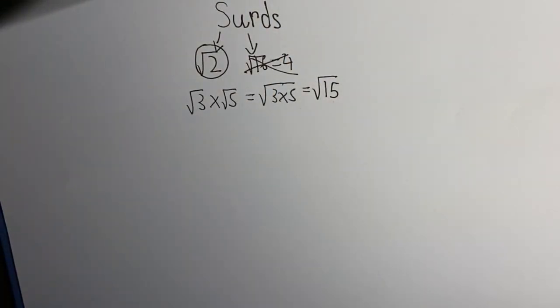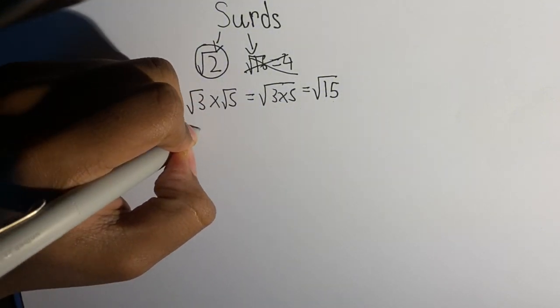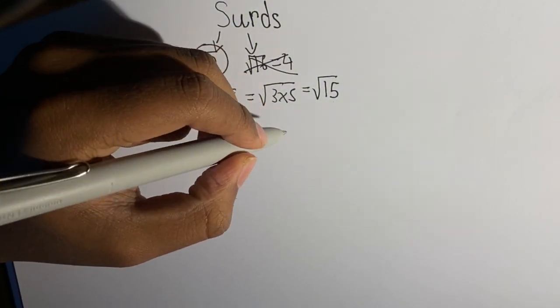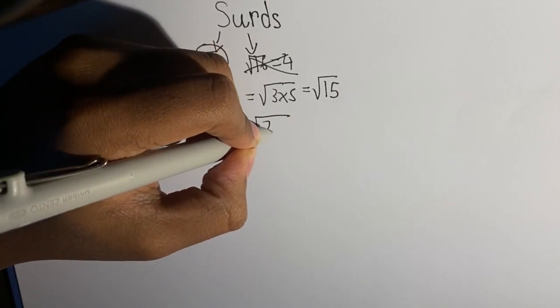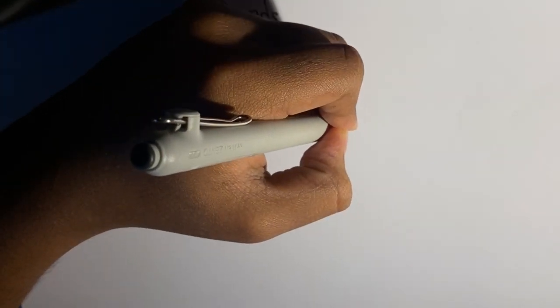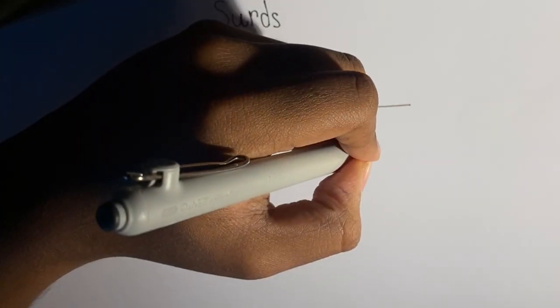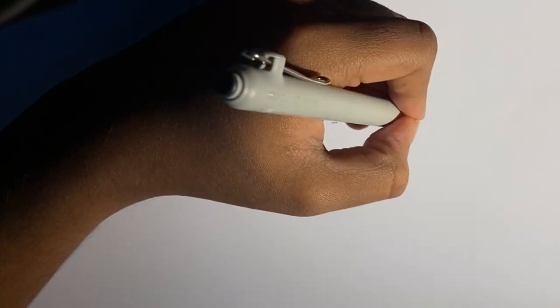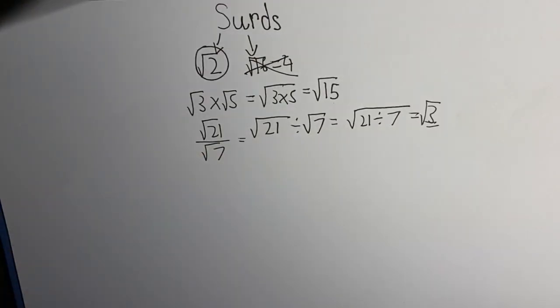Next, let's move on to dividing surds. For dividing surds, for example, square root 21 by square root 7, which is equal to square root of 21 divided by 7. Then again, we do square root and we add this into the square root. Square root of 21 divided by 7 is equal to square root 3. Don't forget that.